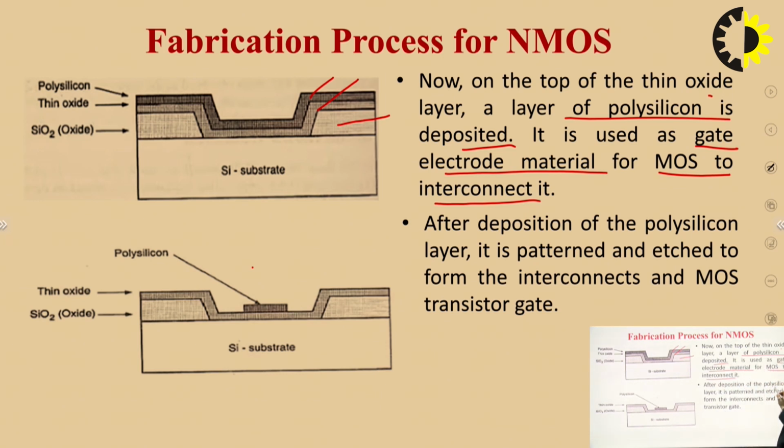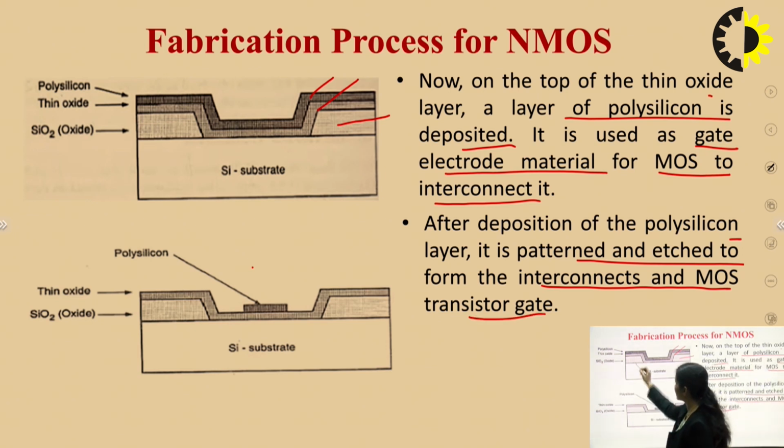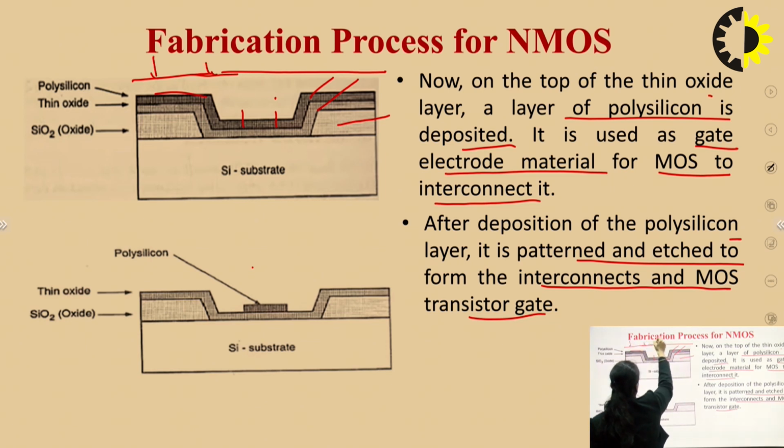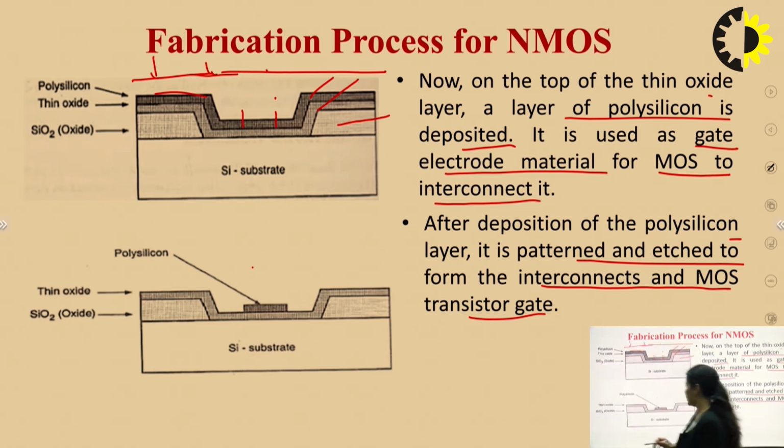So after deposition of polysilicon, it is patterned and etched through the same process, that is lithography, to form the interconnects and MOS transistor gates. So this is how. Suppose this was a layer. Again, in this portion it is left, in other portions it is removed. Again the mask is applied over here. So this is how the ultraviolet radiations are passed through the mask, and this area is patterned.